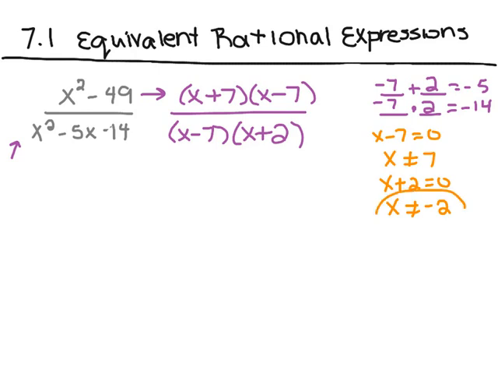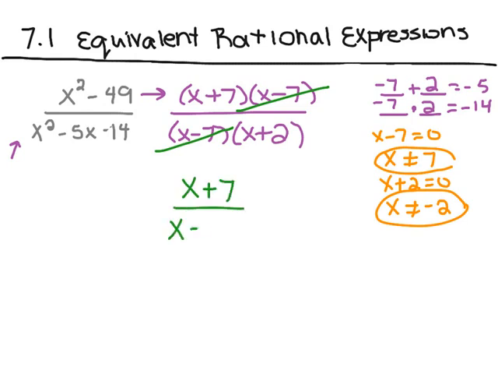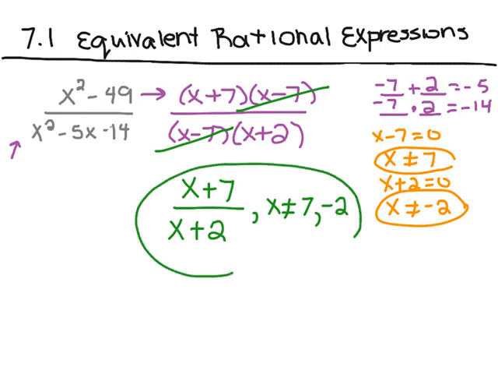Once you have your non-permissible values, you can simplify your expression. Because these are the same, they are going to cancel out. So you're left with an x plus 7 on the top and an x plus 2 on the bottom, when x does not equal 7 or negative 2. When you have two binomials, you cannot simplify any farther than this.